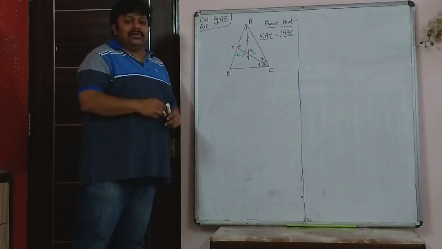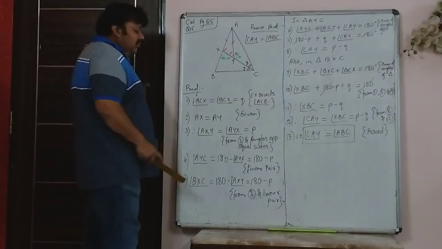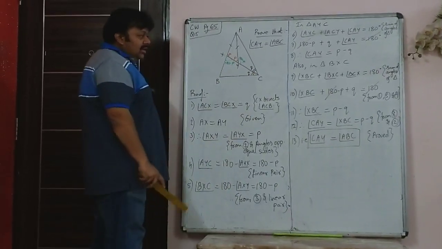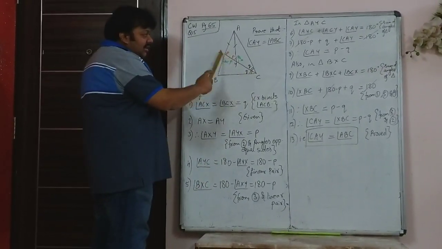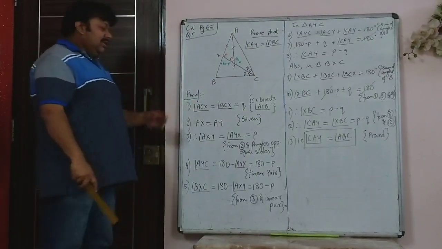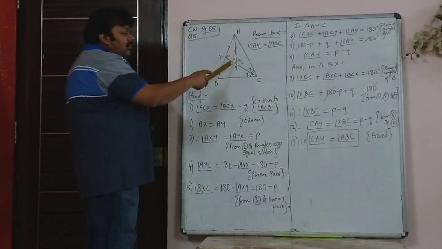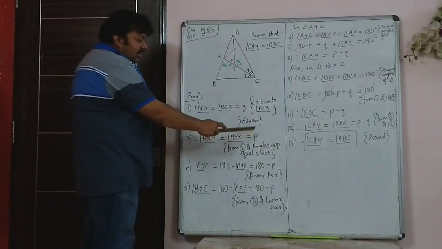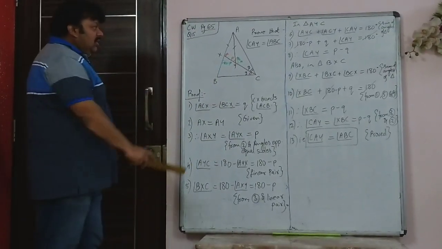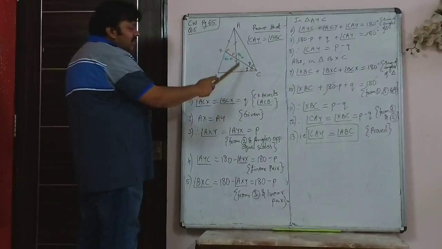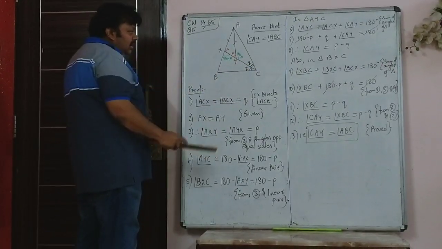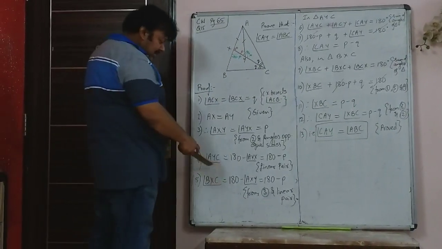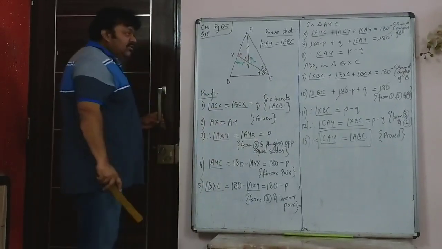I will write down the steps. So now the steps are shown here. First of all, angle ACX and BCX are same. Both are, let's say, Q because CX bisects angle ACB. That is given. Then you are given AX is equal to AY. So the base angles, that is AXY and AYX, are both equal to P. So here you can take linear pair and write AYC is 180 minus angle AYX, that is 180 minus P. So that is what is written. AYC is 180 minus P.